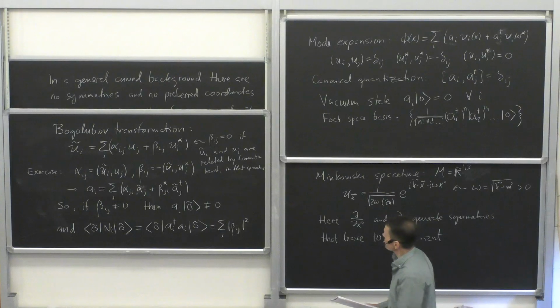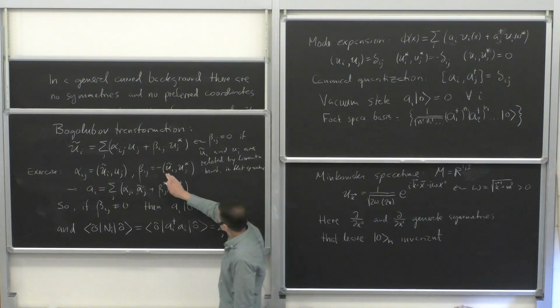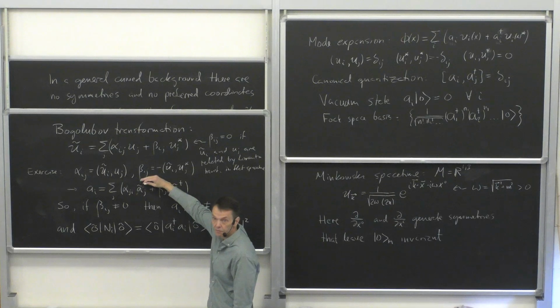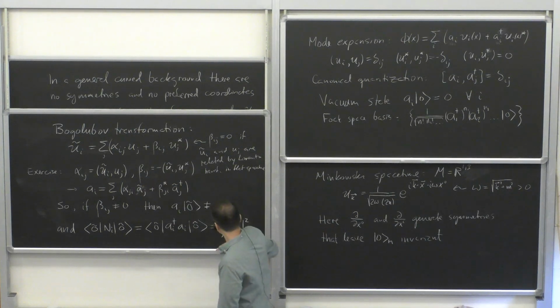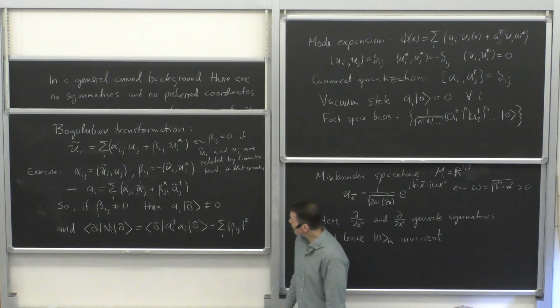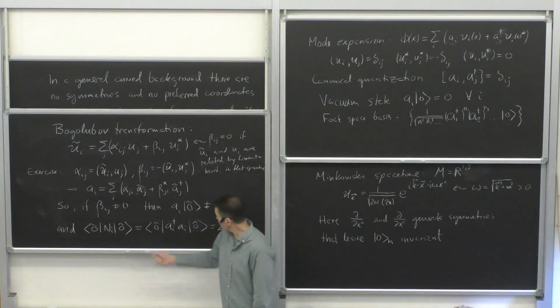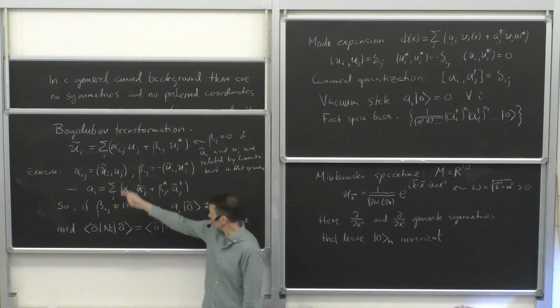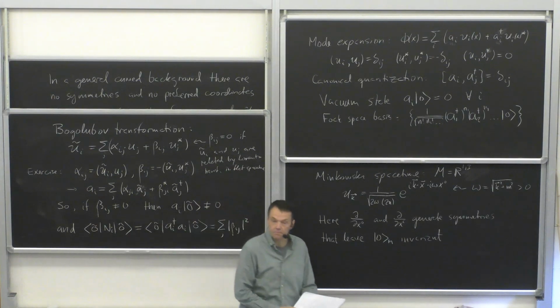And to calculate this guy, we have to basically calculate this inner product. So if we can do that for our setup, then we will be able to answer the question: what are the modes in this vacuum with respect to the other vacuum that are going to be there?